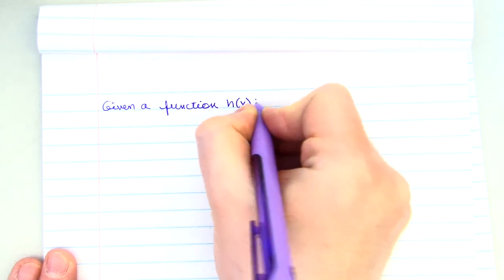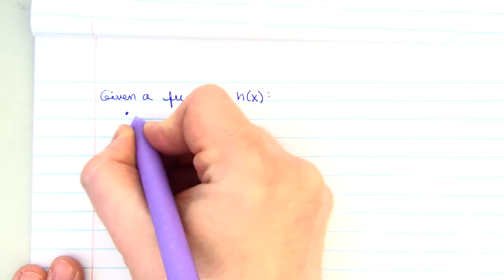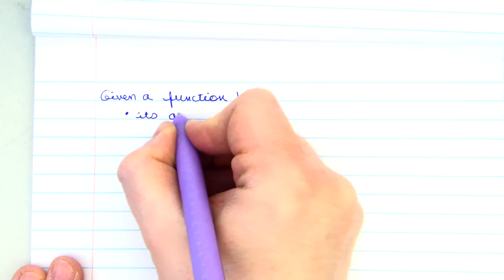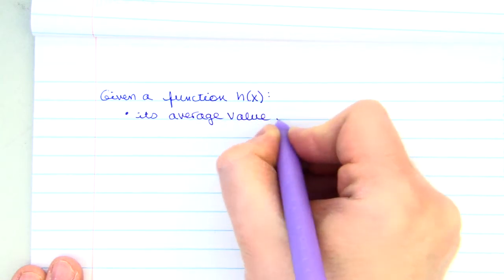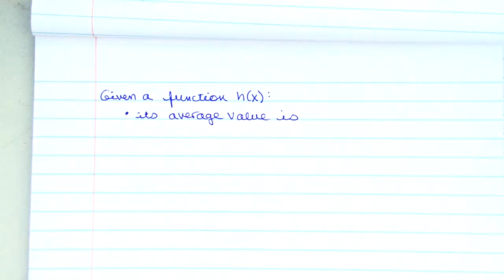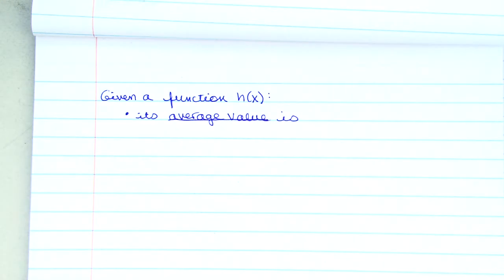Given a function, h of x. We talked about derivatives, we talked about integrals. The last idea we need to get, though, is the idea of an average value. How do we find the average value of a function?